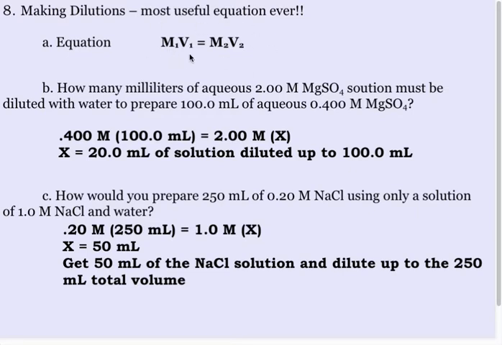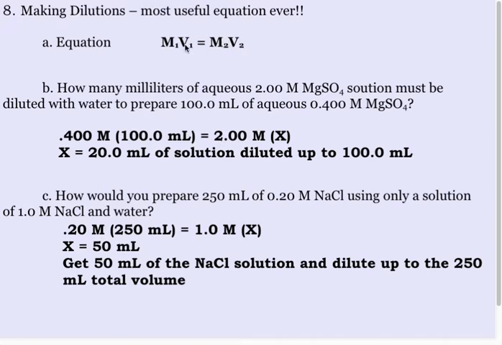You have M1V1 equals M2V2, and it's a really nice equation. It's very useful in chemistry. Sometimes some equations we give you, you may only use in one situation, but this is really applicable to a lot of lab situations. So what you have is the molarity you want times the volume you want. So this is of the dilution.